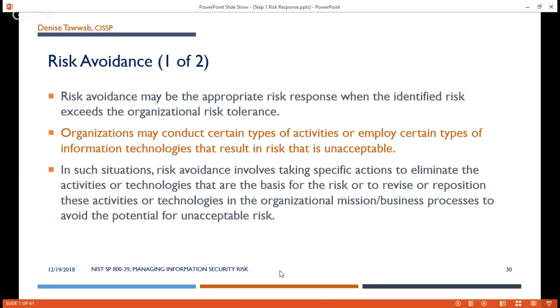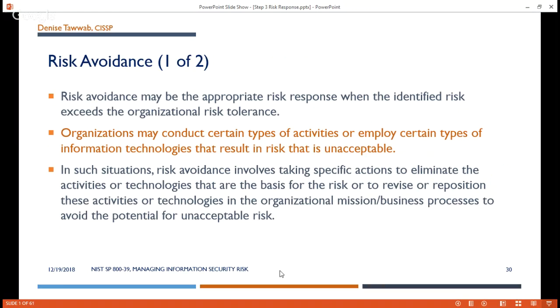Next up is risk avoidance. Risk avoidance may be the appropriate risk response when the identified risk exceeds the organization's risk tolerance. Your business may conduct certain types of activities or employ certain types of IT products that result in risk that is unacceptable. For many people, cloud technology was that for a very long time.